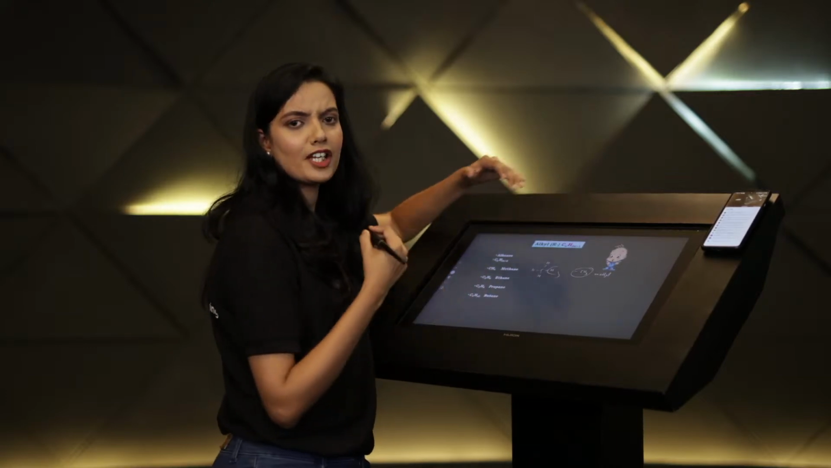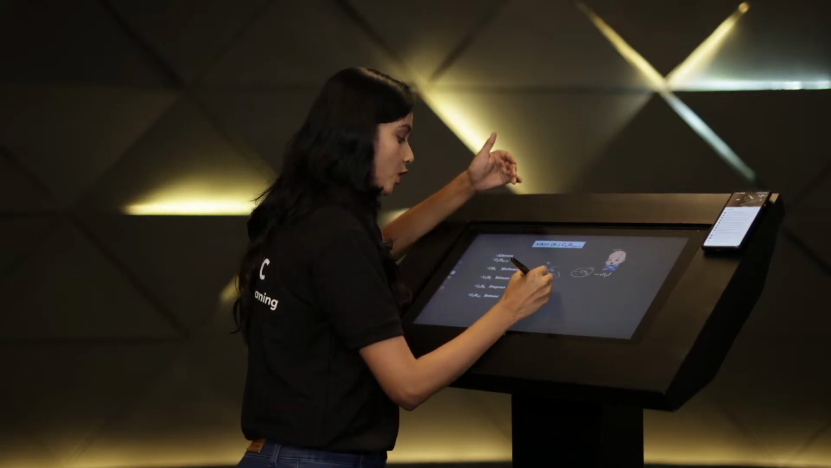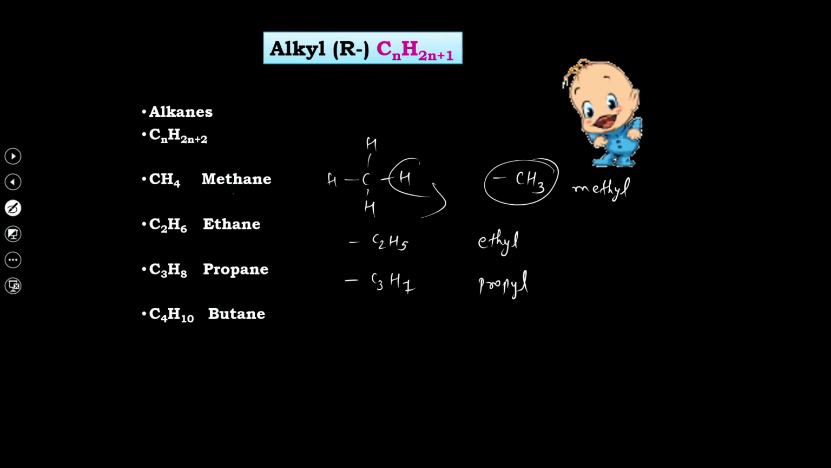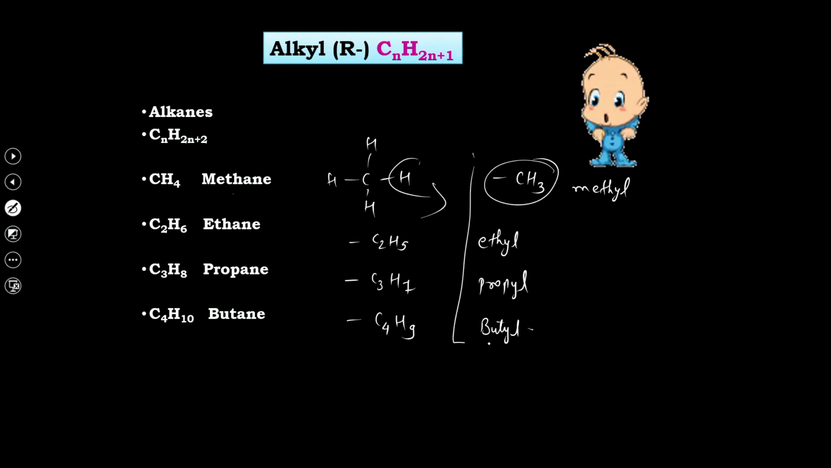In the same way, if I remove one hydrogen from ethane, the formula comes out to be C2H5, so it is known as ethyl. If I remove it from C3H8, it will be C3H7 and the group is propyl. And if I remove it from C4H10, the formula becomes C4H9 and the alkyl group becomes butyl. So, these are the names given to the groups we obtain after removing one hydrogen from alkanes.